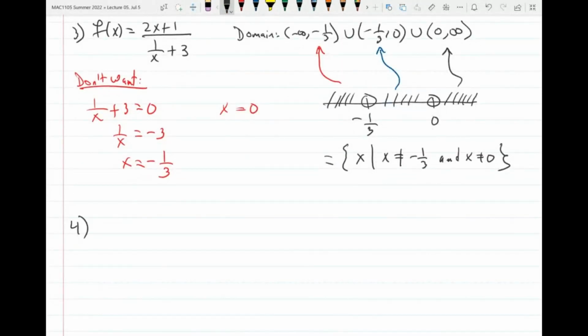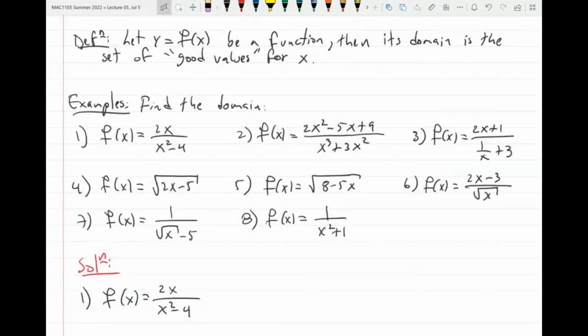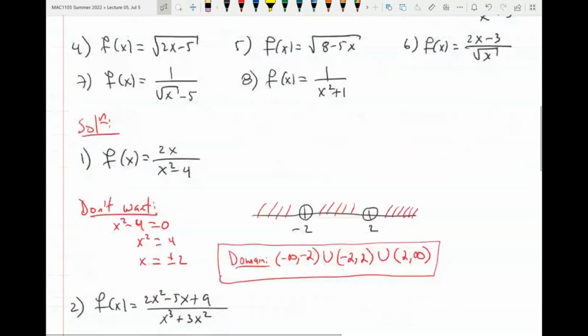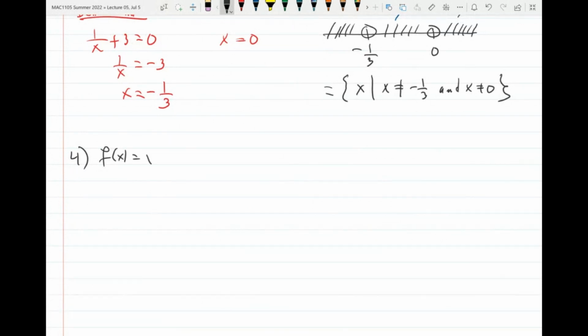So let's see. We have done several examples containing fractions. Now let's do other types, like for example, number 4. This is a radical example: square root of 2x minus 5. Once again, you take a look at the formula that you're given, and then you need to ask yourself, what could go wrong with this formula?